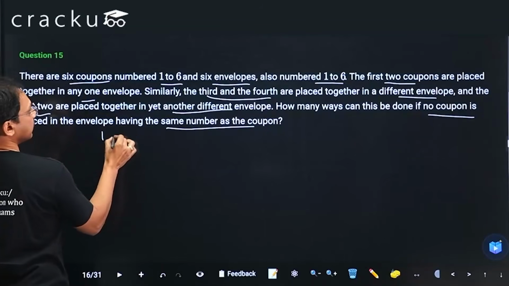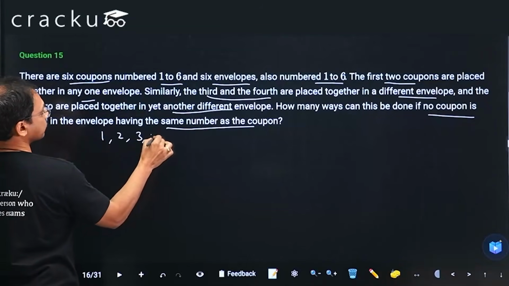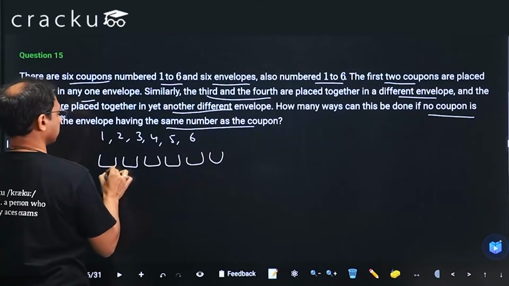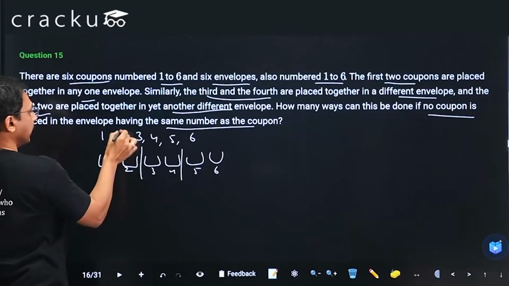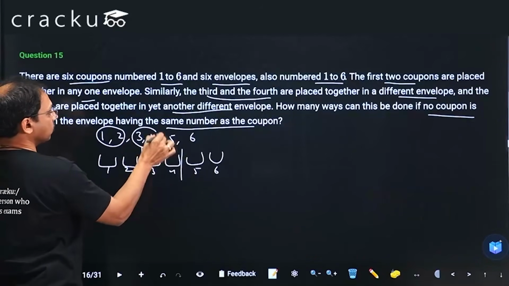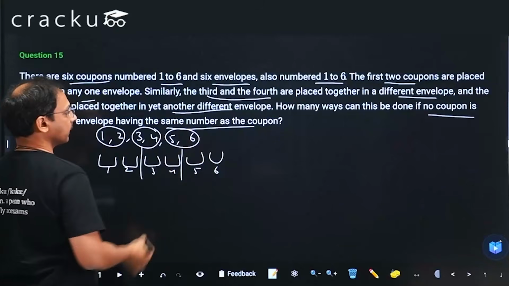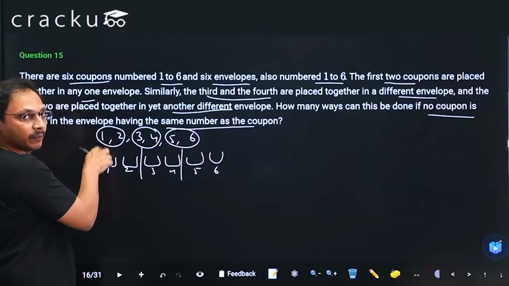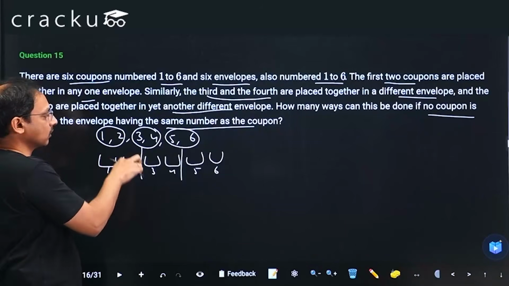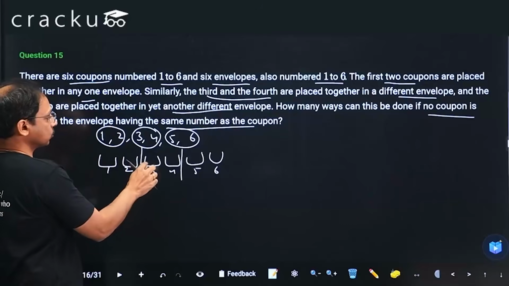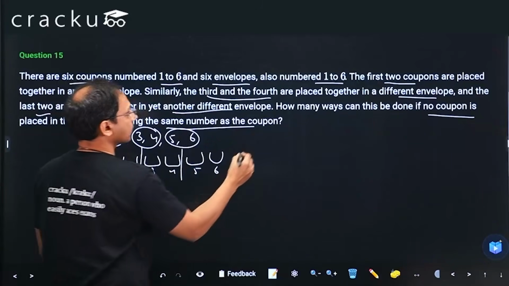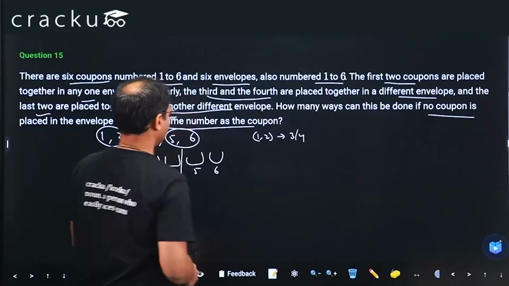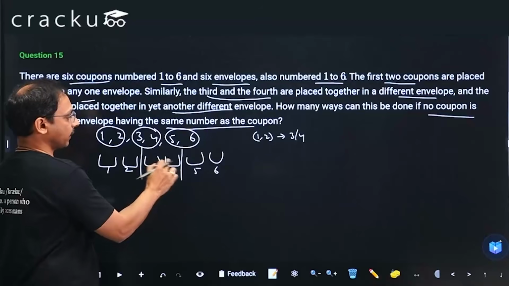So let us say these are the coupons and these are the envelopes or boxes. Now these 2 go into one envelope, these 2 go into one envelope, and these 2 together they go into one envelope. Now 1 and 2 cannot go into 1 because 1 will be matching. They cannot go into 2 because 2 will be matching. So this combination should go in any of these. So let us say 1, 2 go to either 3 or 4. Let's say this set. I can choose one envelope in 2 ways.